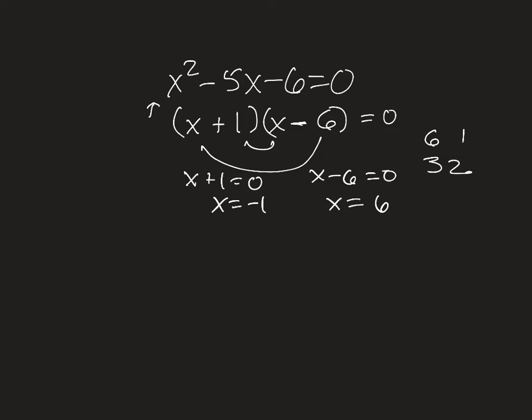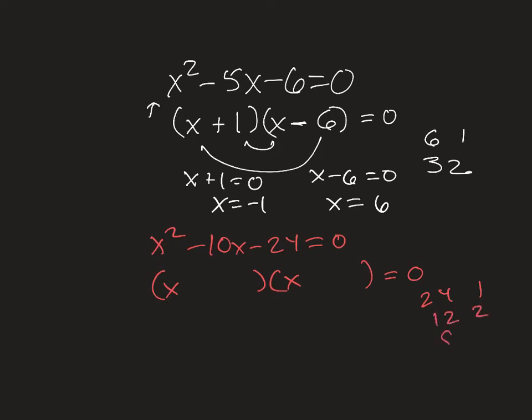Okay, let's try another. What if I had something like x squared minus 10x minus 24 equals 0? Again, the leading coefficient, or the coefficient of the quadratic term, is 1, so the first spots are easy. And now I'm looking at a few more possibilities for the last two spots, because it has to be factors of 24, and there are many more of those.